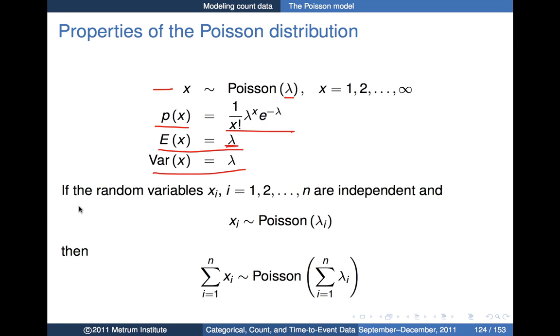Another property that sometimes comes in handy is the one shown here that says if the random variables X_i, where i can be 1 up to some number n, are independent and each one of them is Poisson distributed with possibly different mean counts, that's why it's lambda subscript i, then it turns out that you can total up the counts, and the total count is also Poisson distributed, where the mean count is simply the sum of all of those average counts.